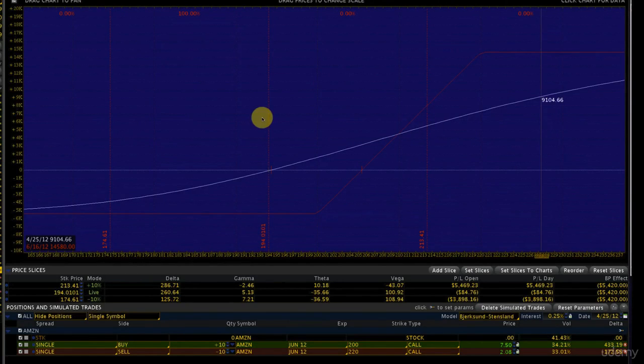In this spread, we've not changed our outlook. We are still bullish, as you can see, the graph is still bullish. But what we've done is we've limited our profits at the strike price where we sold the option, and in return we've been able to reduce our maximum loss to about 5,400.